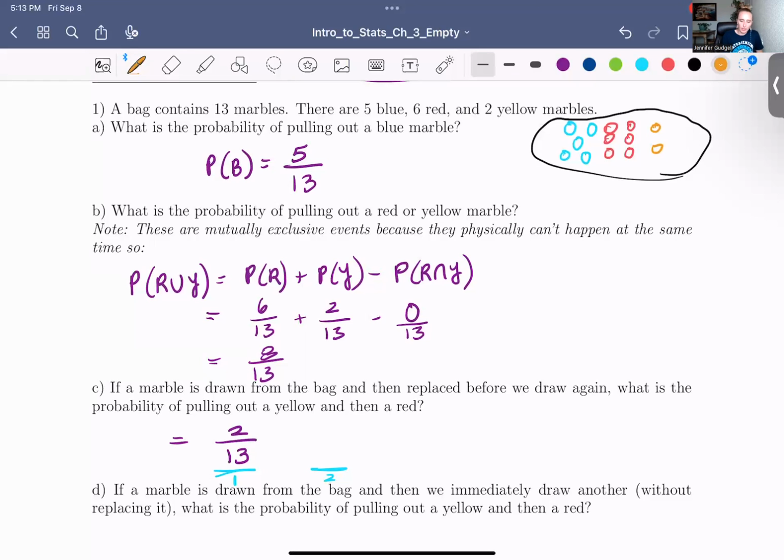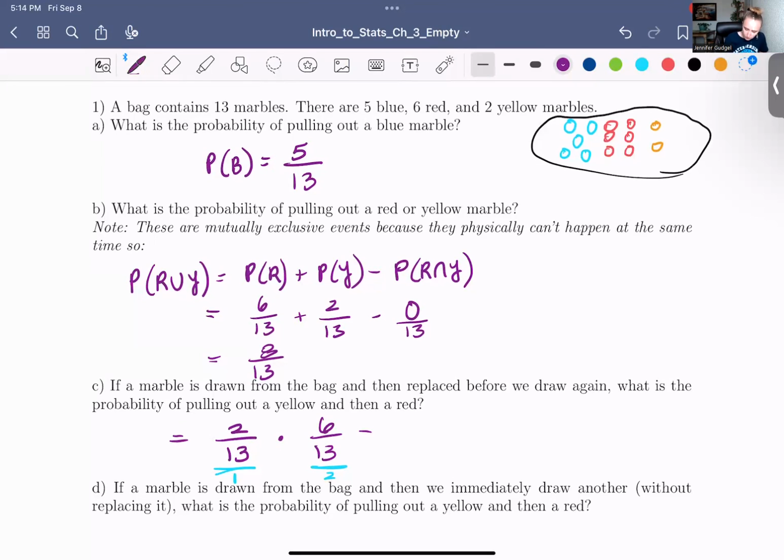Okay, now what's the probability of pulling out a red? Well, it's 1, 2, 3, 4, 5, 6 out of 13. Right, and we multiply these together. First draw or first pull, second pull. We get 12 out of 169. Right, or if you put that in a calculator, that's 0.0710.